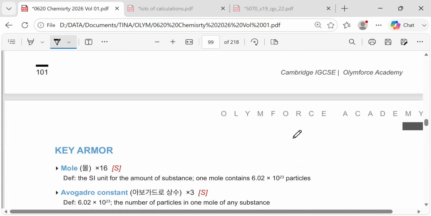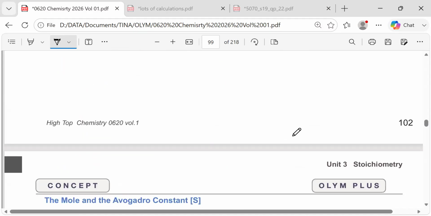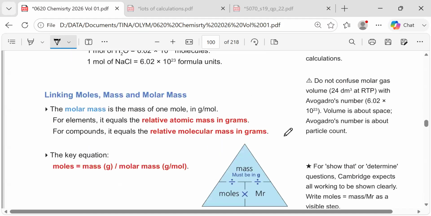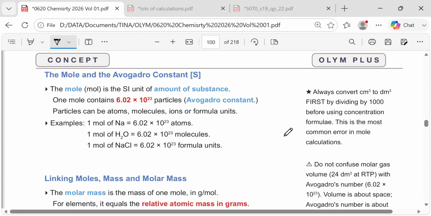Can everybody turn to page 103? This is the topic that students find the most challenging. How much is carbon? Carbon is just 12. But 12 what? There's no unit to it.